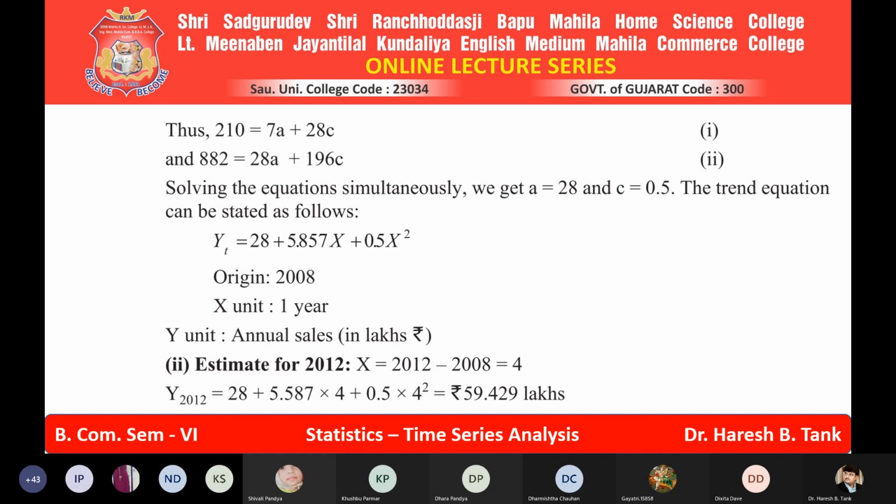Right? Okay. Now you can have a column. Its title can be Yc is equal to 28 plus 5.857 times x plus 0.5 times x squared. Make a title of that column, go on substituting different values of x in this equation and get a trend value corresponding to each of the years.